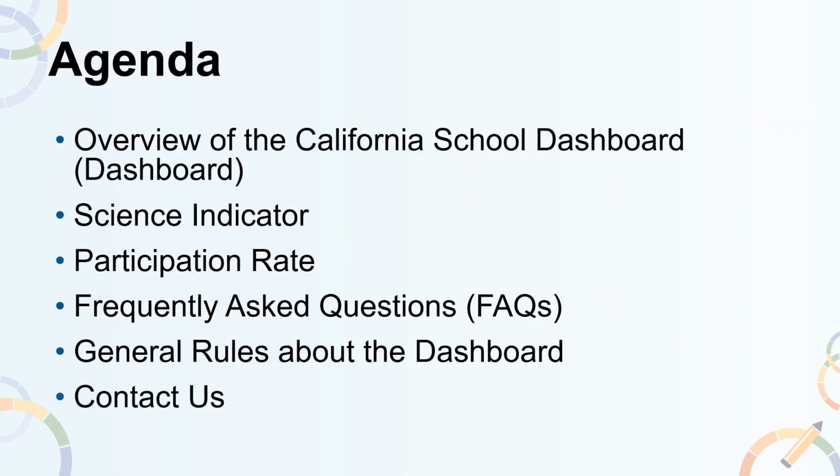Today's agenda includes an overview of the California School Dashboard, which we'll refer to as the dashboard from here on out. Next, we will cover all things Science Indicator, which includes current and potential measures, followed by an important review of the participation rate, a few frequently asked questions, general rules about the dashboard, and finally how to go about contacting or reaching us if you have any and all of your dashboard questions.